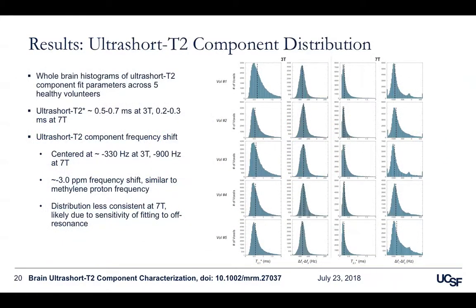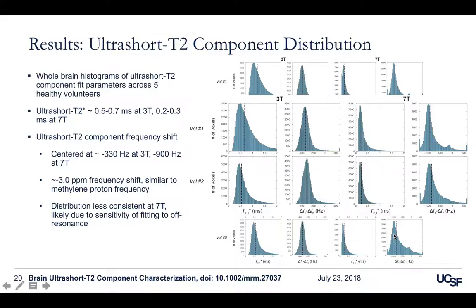And if we look at the distribution across the brain of the Ultrashort-T2 component, so the T2 star value and also the frequency shift at both field strengths, we can zoom in on a couple of our volunteers here. Typically the T2 star values at 3T were around 0.5 to 0.7 milliseconds. At 7T, they're quite a bit shorter, near 200 to 300 microseconds.